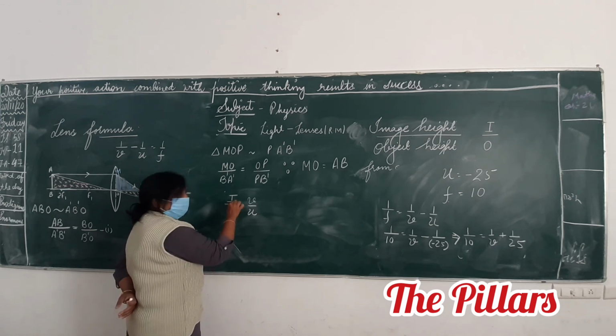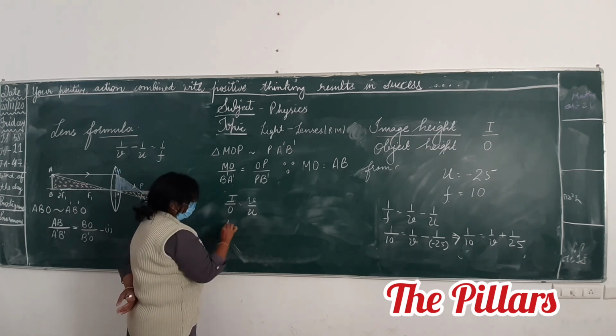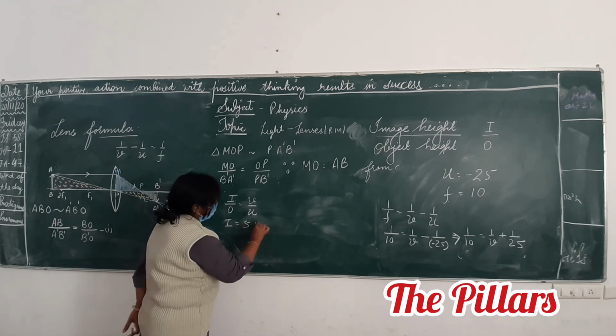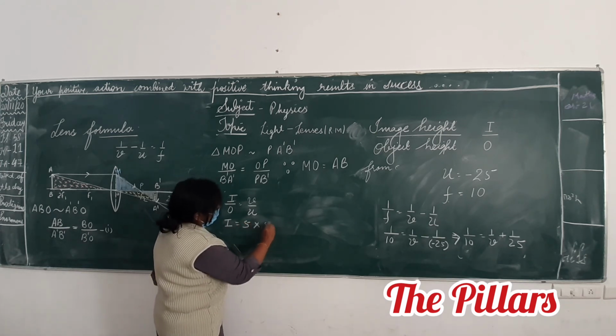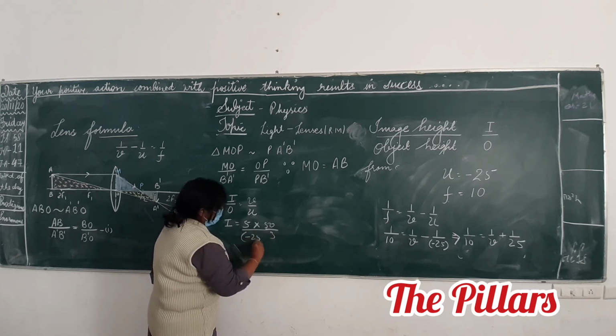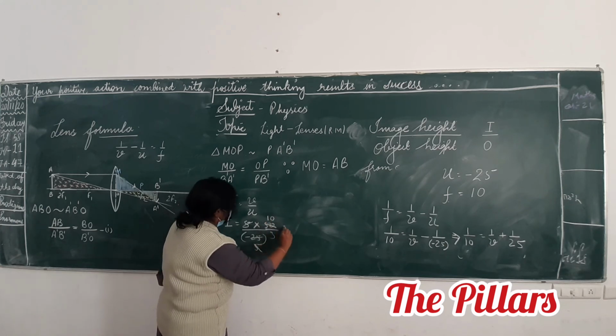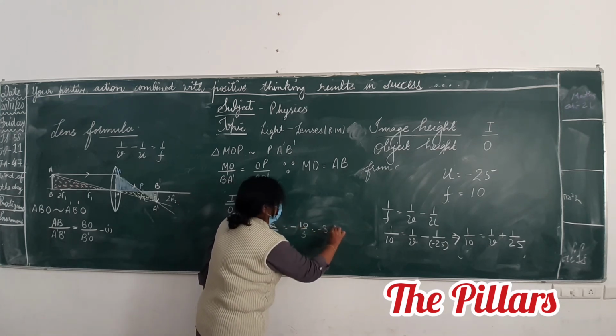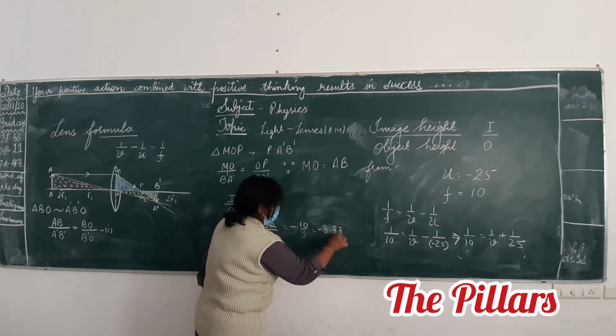Height of the image is equal to height of the object, which is given to you. How much? Five. 5 into what is our V? V is 50 by 3. 50 by 3 into what is our U? U is minus 25. Minus 25. 5, 10. I think you got minus 10. Yes. 10 by 3, minus 3.33. Minus 3.33, whatever you get.